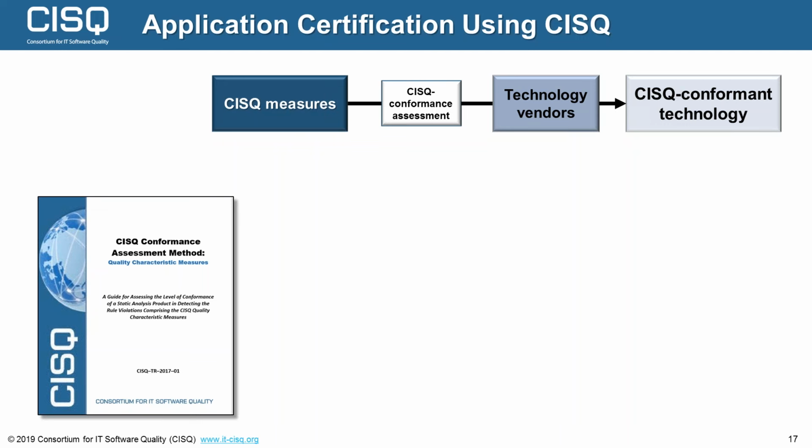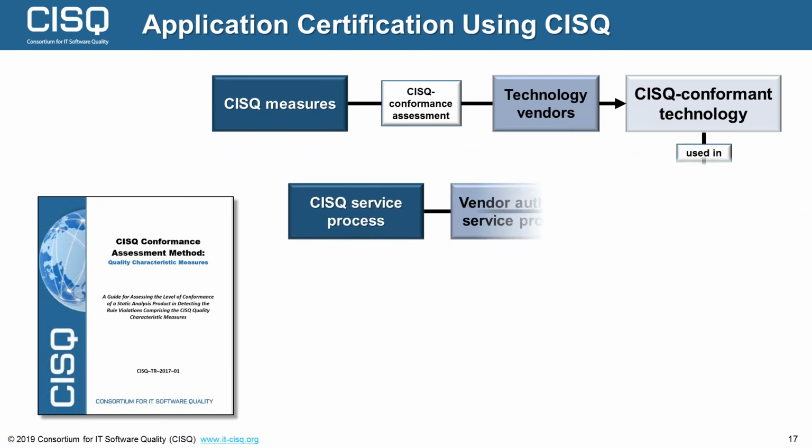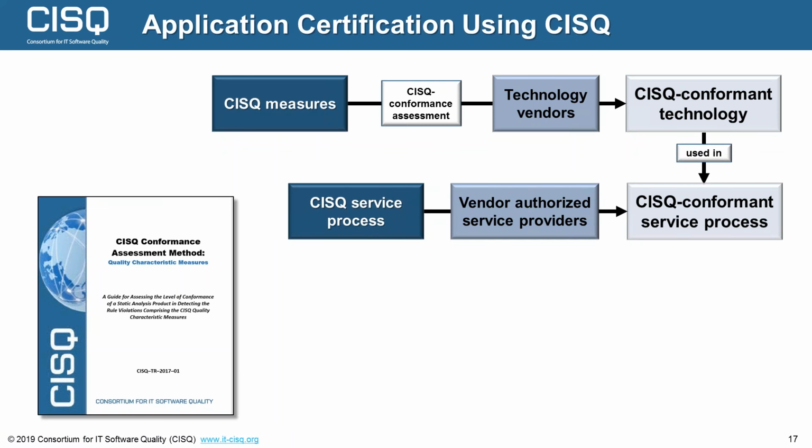So CISQ will not do these certifications, but we will endorse technologies that can demonstrate they can detect the CISQ weaknesses. They will become CISQ conformant, CISQ endorsed technologies. Next click, Tracy. And if they have either vendors or the vendor themselves can do the analysis, and they have people trained to use the technology, then they can go out and perform a CISQ conformant certification activity. Next click.